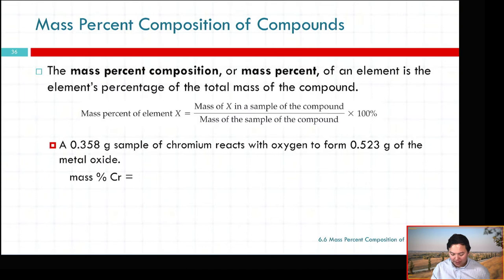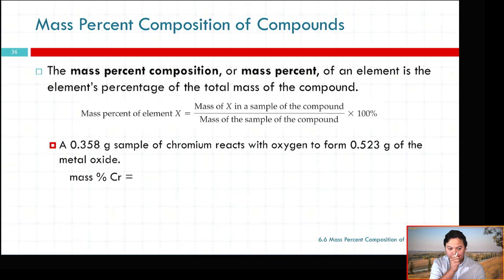So we can also look at the mass percent composition, or mass percent, of an element. Those numbers are the percent of an element in the compound; it's really the proportion of that element in that compound. So it's the mass of whatever element you're concerned with divided by the mass of the entire sample of the compound.